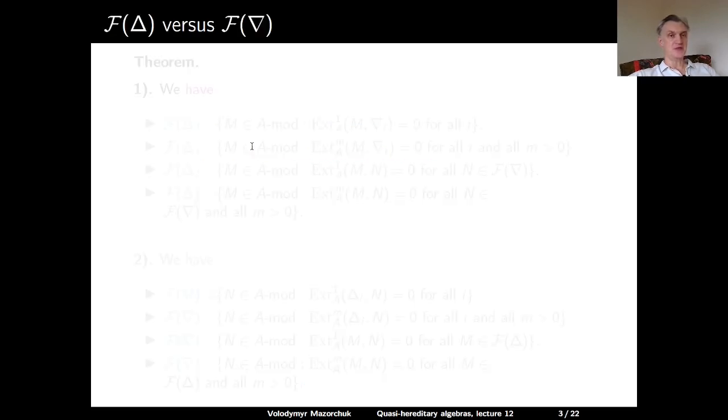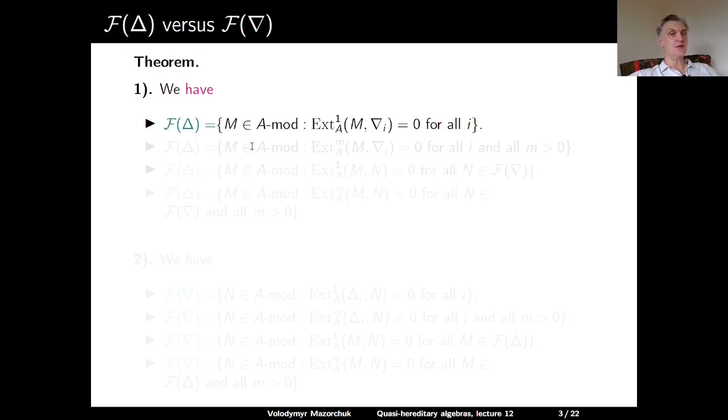And the main result of the previous lecture was the following theorem, which gives various alternative descriptions for the categories F delta and F nabla. First, about the category F delta. The category F delta coincides with the category of all A modules for which the first extension into all costandard modules vanish. Also, the category F delta coincides with the category of all A modules for which all extensions of positive degree into all costandard modules vanish.